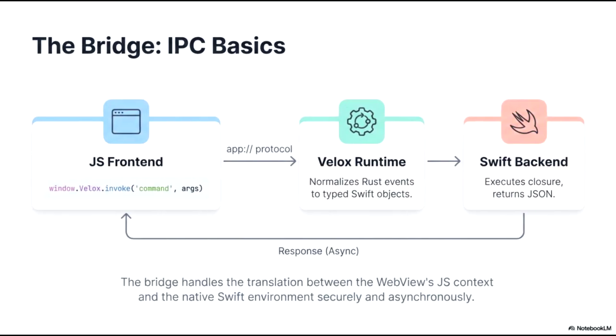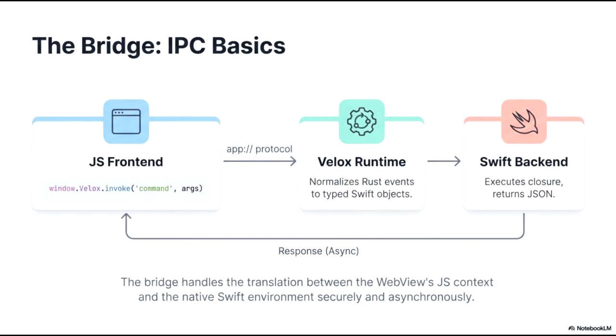The bridge serves as the core architecture for inter-process communication, or IPC, within our system. The process begins in the JavaScript frontend, where a developer initiates an action using the window.velox.invoke method. This call passes a command and its associated arguments across a custom app protocol.